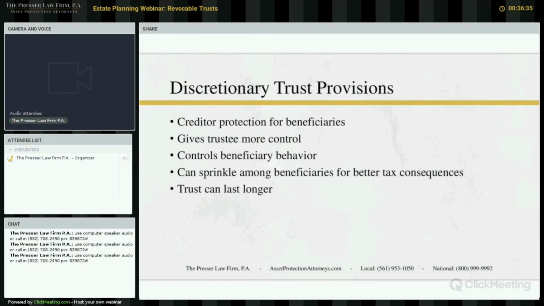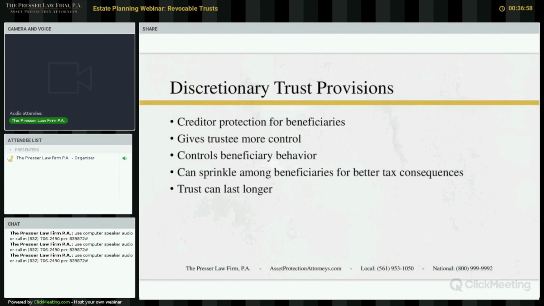To contrast the mandatory provisions, we have the discretionary trust provisions. As I said earlier, those will allow for creditor protection for the beneficiaries. So how does this work? Let's say I have a beneficiary. We have discretionary trust provisions. So the trustee has the discretion to determine if and when to make the distributions to any of the beneficiaries.